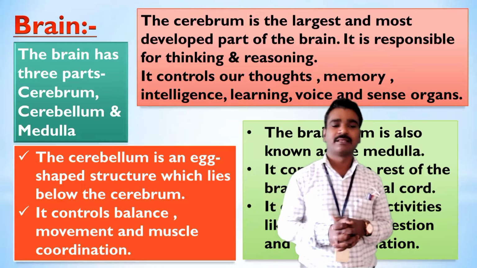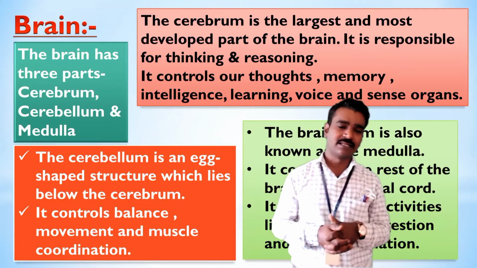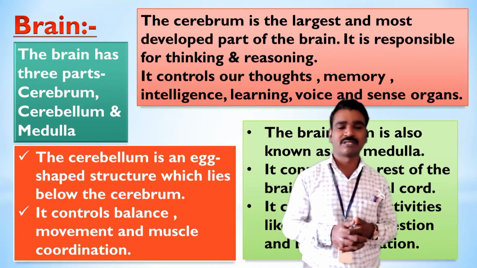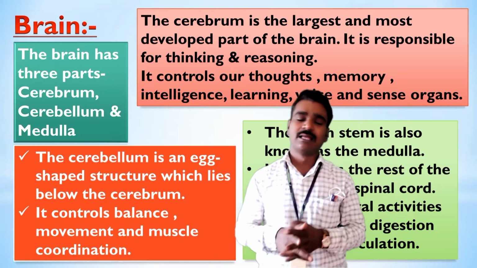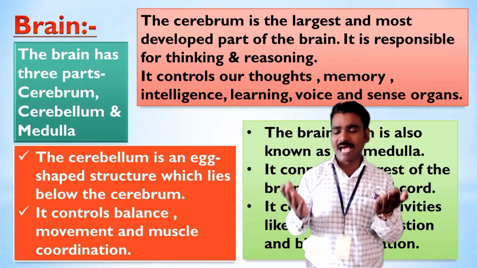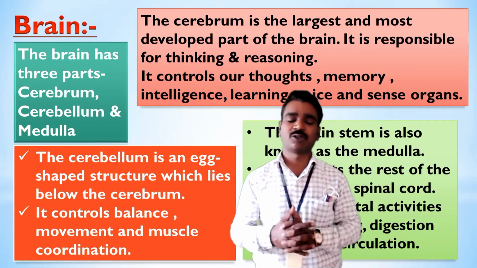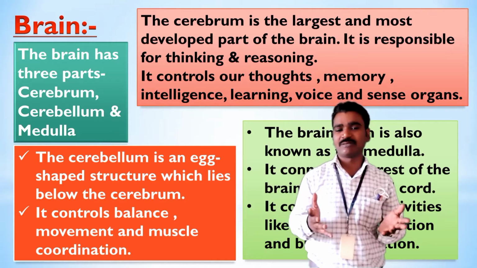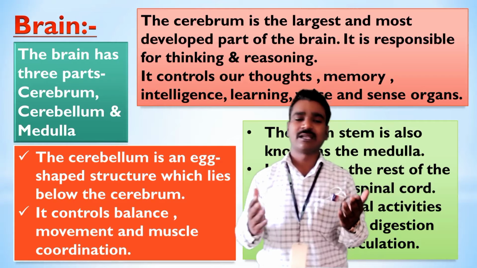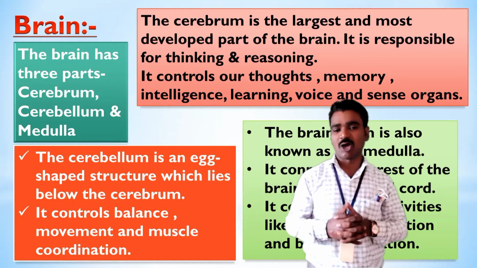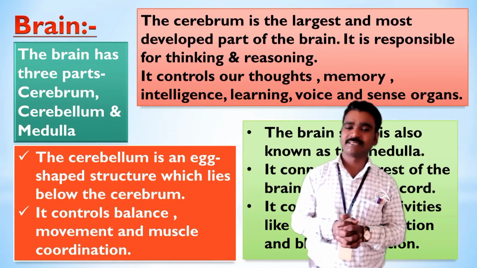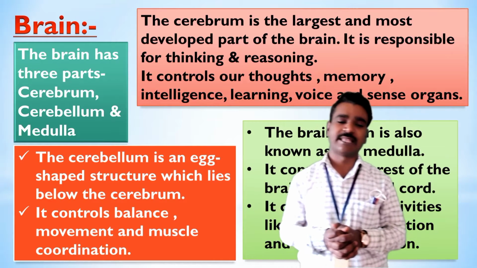We have studied that the brain has three parts: the cerebrum, the cerebellum, and the medulla. The cerebrum is the largest and most developed part of the brain, and it is responsible for thinking and reasoning. It also controls our thoughts, memories, intelligence, learning, voice, and sense organs.